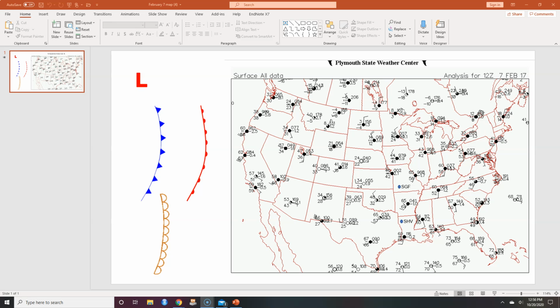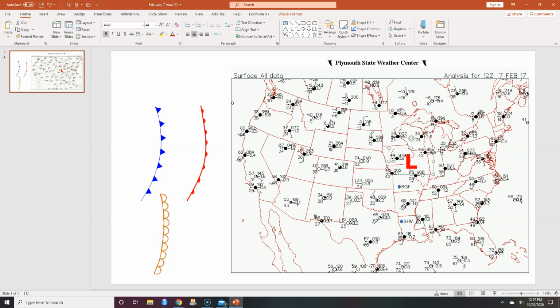plotting this frontal system. All right, so the first thing that you want to look at is you always want to go and you want to plot your low pressure center. Okay, and so as you know, as I've provided instructions on how to do this, here's what I'm going to actually look for. My low pressure center is right in this area.